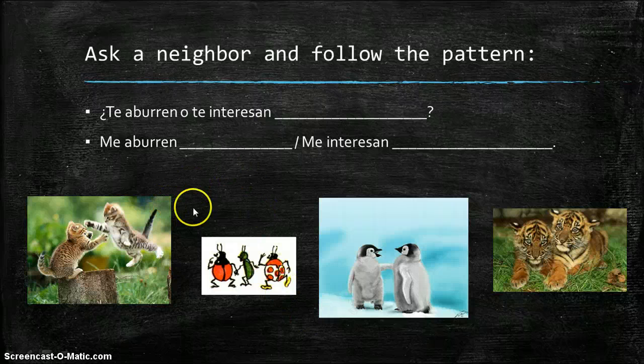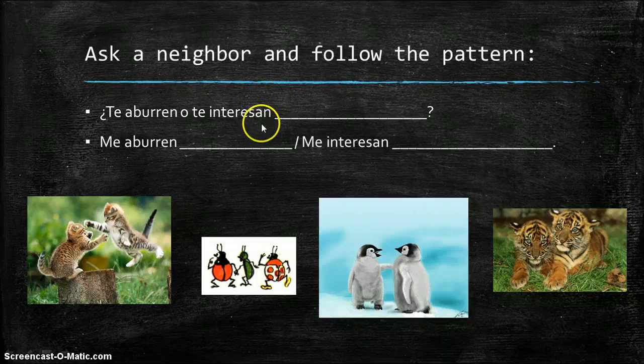So notice that because these are plural animals, my verbs are in the plural form. You might have asked something like, ¿Te aburren los insectos? O ¿Te interesan los insectos? And maybe your friend said, oh, me interesan los insectos. ¿Te aburren o te interesan los tigres? Me interesan los tigres. Or maybe your friend says, me aburren los tigres, because she's jaded. So here's the last activity.